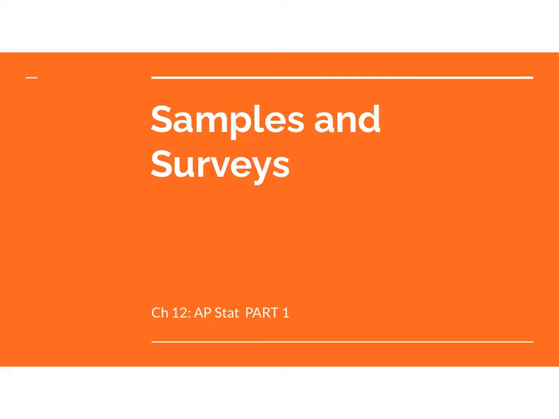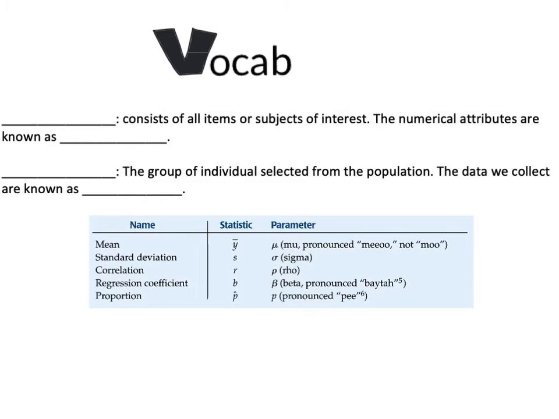In this lesson, we're going to look at samples and surveys. This unit has much vocabulary associated with it. So let's start big picture. First of all, a population consists of all the items or subjects of interest. And when we talk about the numerical attributes of the population, they're known as parameters, all right?